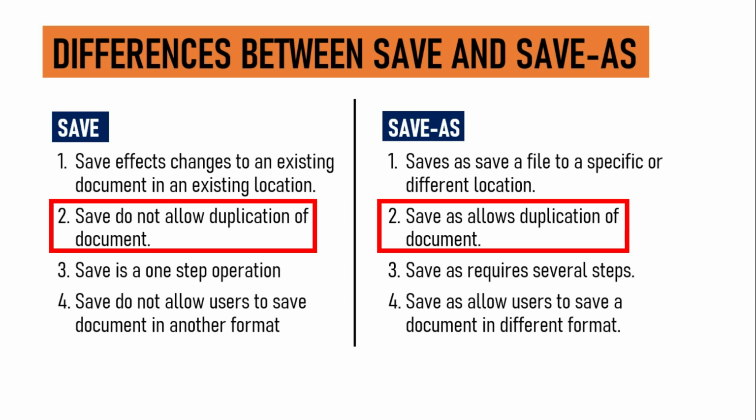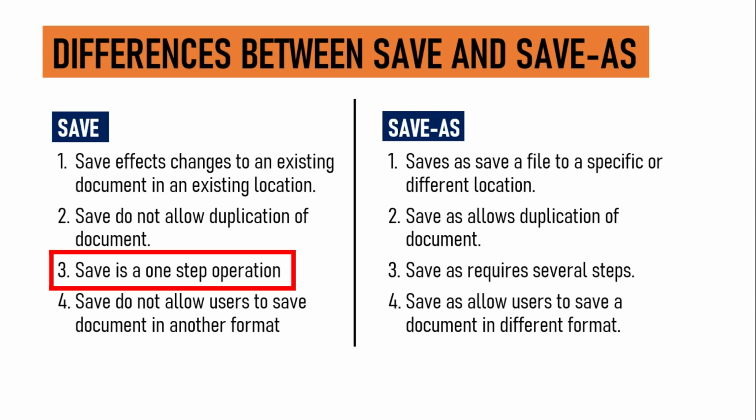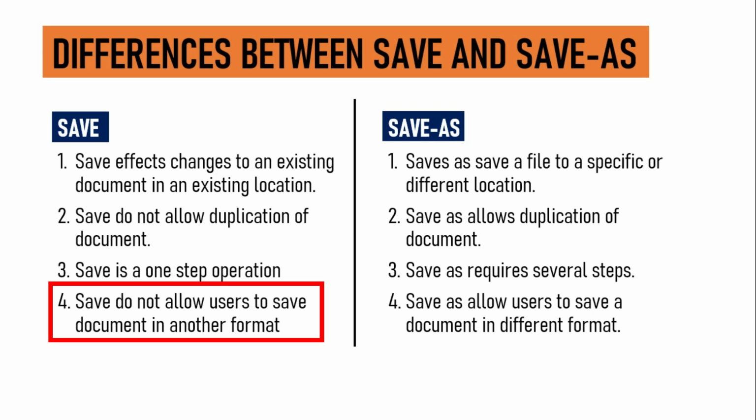Now, when we move to number 3, save is a one-step operation. That is, you just click and it takes effect. But when you move to the save as, it requires several steps to have it done. Now, number 4 says, save does not allow users to save documents in another format. But when it comes to the save as, it allows users to save a document in a different format.